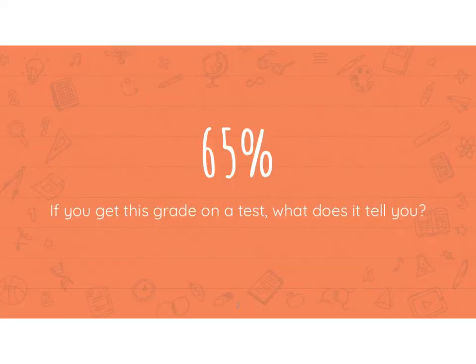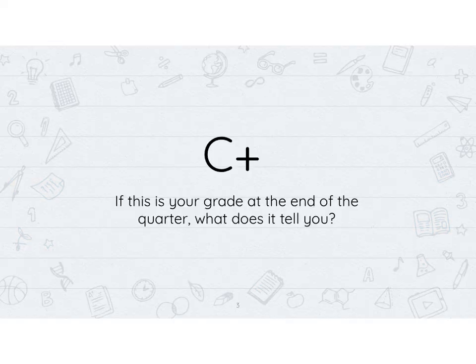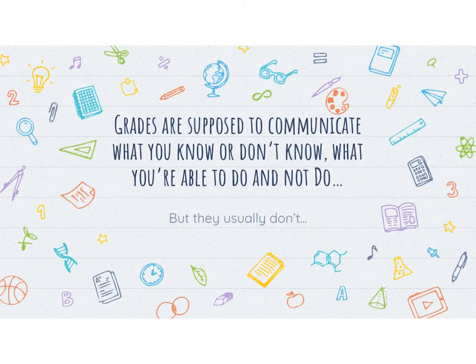So we started off class by taking a look at a couple questions here, right? Like, if you get a 65% on a test, what does it tell you? If you get a C plus at the end of the quarter, what does that tell you? Ultimately, grades are supposed to communicate what you know or what you don't know, what you're able to do and what you're not able to do. But they usually don't, right?